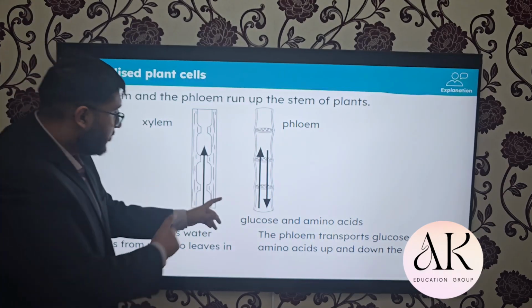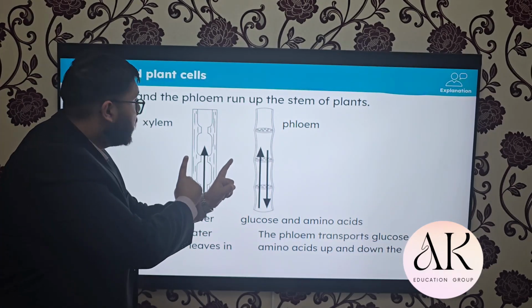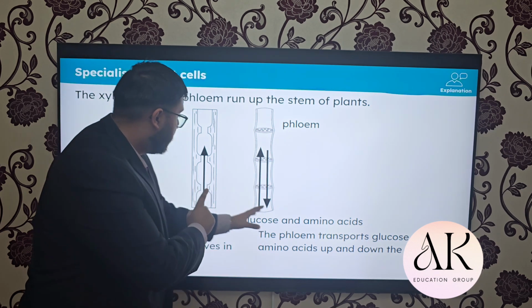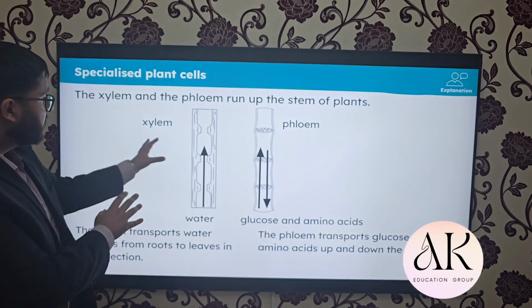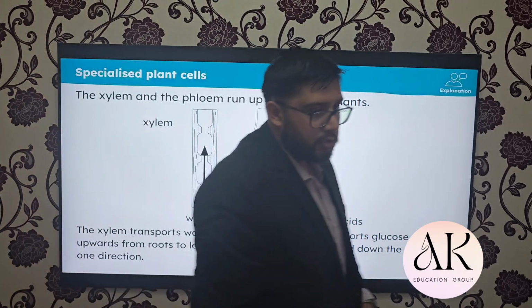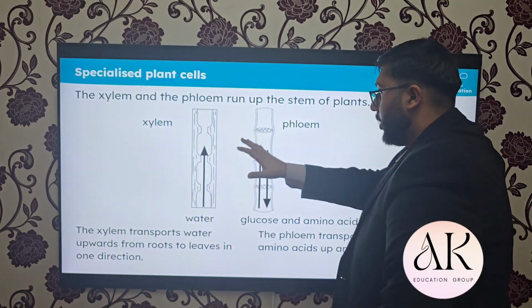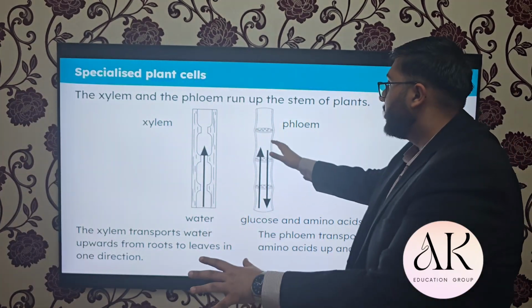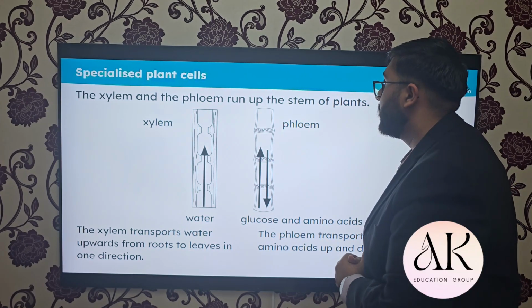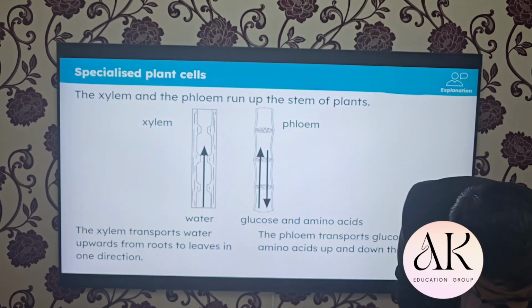I see students getting confused between the two, and they sometimes relate water with phloem and sometimes relate glucose and amino acids with xylem. Do not make that mistake, it'll cost you marks in the exam, okay? So, really important that you understand the key terminology we're discussing and the actual role of the specialized cells within the plant, okay?